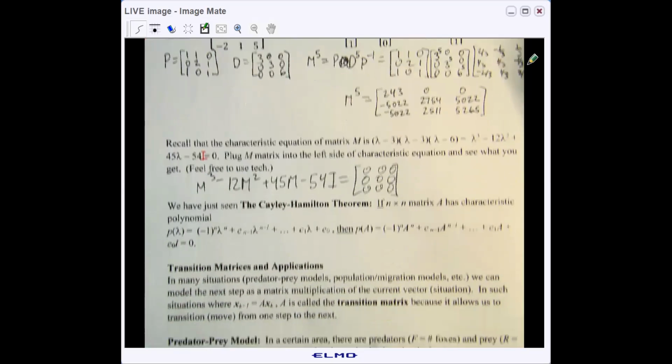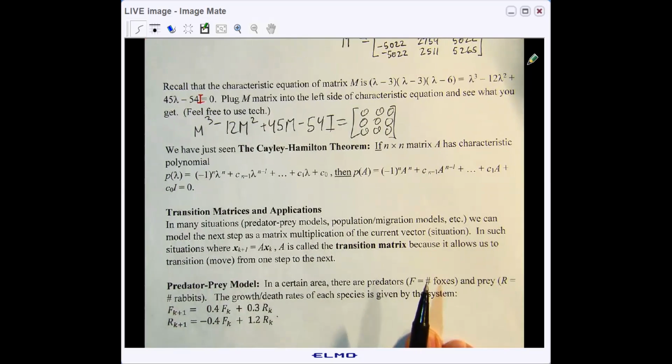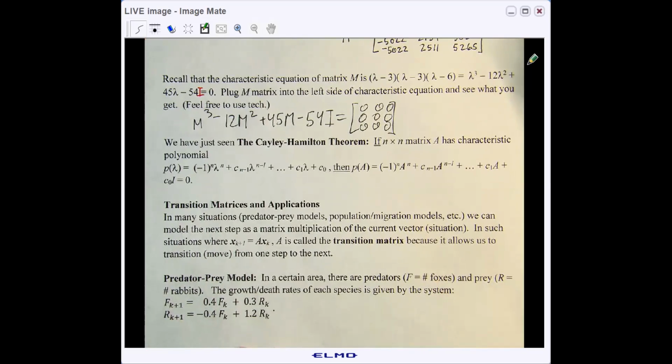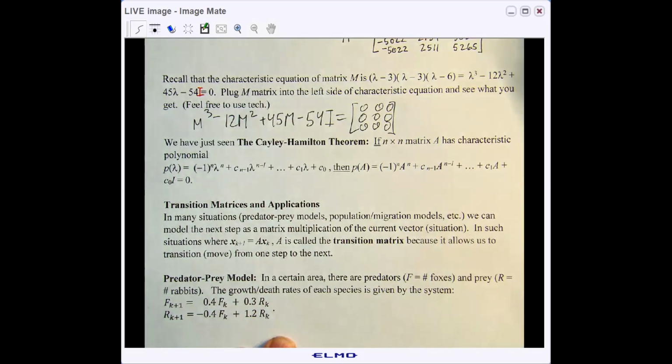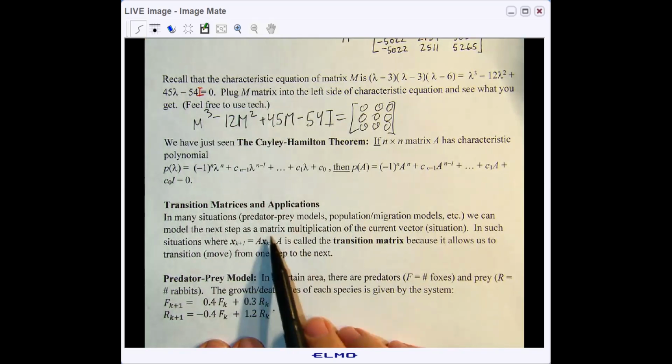So what does this have to do with other applications? Many times we have a situation where the output then goes back in and gets worked on again. So sometimes a predator-prey model. We take a look at the situation and then we come back in a year and measure the predator and prey, and then we come back in another year and measure the predator and prey. And so the output then becomes the input for the next cycle, whether it's predator-prey or population and migration. And oftentimes we can represent this by a matrix multiplication.